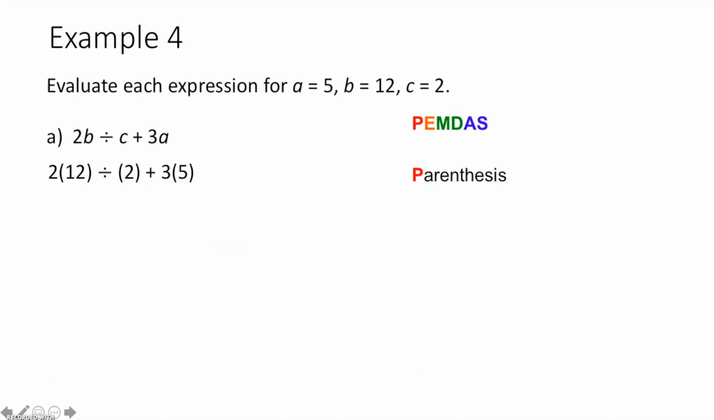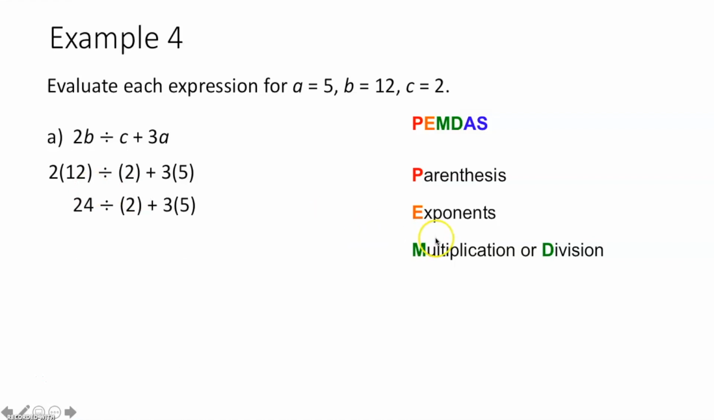Start with parentheses. Is there anything to do inside the parentheses? No. So we move on. Are there any exponents? No. So we move on. Is there any multiplication or division? Yes. There's a bunch. So we're going to do that. We start on the left and we do 2 times 12 and we get 24. Now again, it's multiplication or division from left to right. So we're still moving from left to right. We have division now. So we do 24 divided by 2 and we get 12.